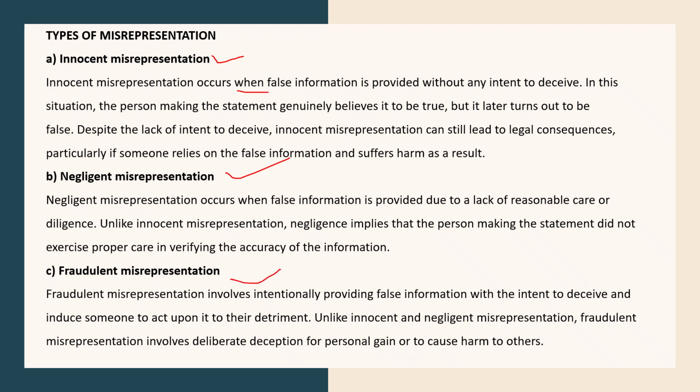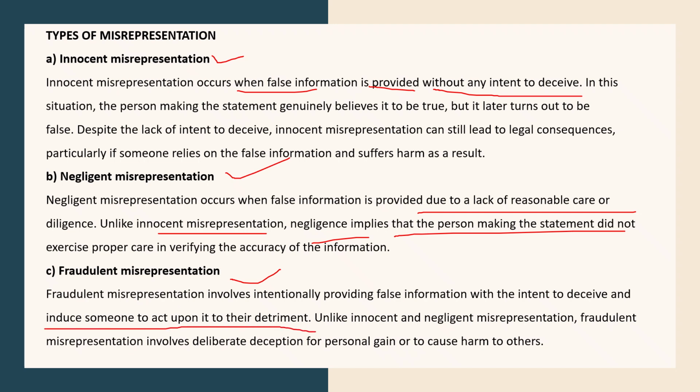Innocent misrepresentation occurs when false information is provided without any intent to deceive. Negligent misrepresentation occurs when false information is provided due to lack of reasonable care or vigilance. Unlike innocent misrepresentation, negligence implies that the person making the statement did not exercise proper care in verifying the accuracy of the information. When it is fraudulent, you are giving false information with the intent to deceive and induce someone to act upon it to their detriment.